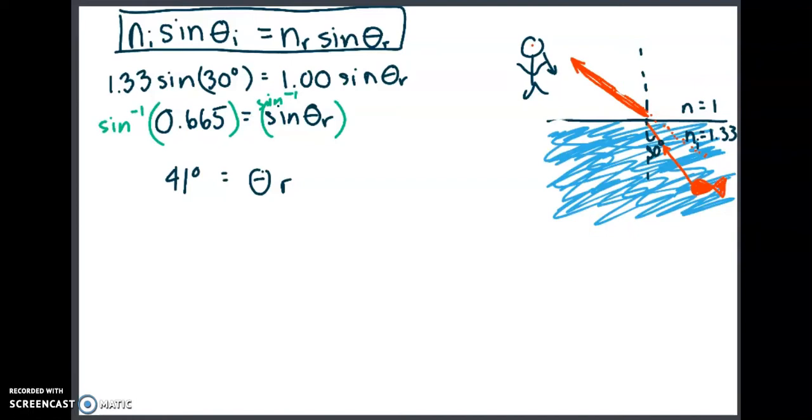But at the end of a problem, always double check for sense making. This is going from a slow material, so that should be the slim angle. The slimmer angle is 30 degrees. To a fast material, because there's fewer particles in the way for air than there are in water, the fast material should have the fatter angle. That's 41 degrees. And that's how to use Snell's law.